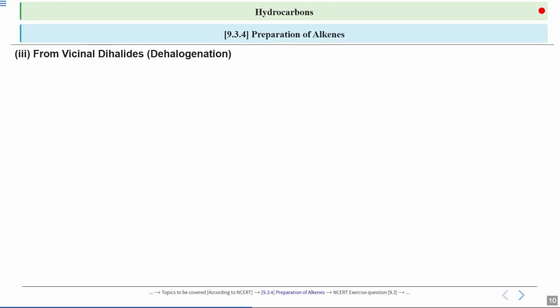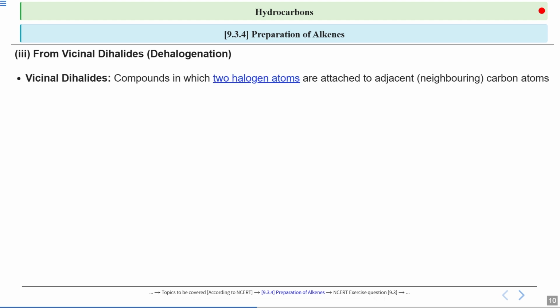Moving on to the next process, which is dehalogenation, and this process is done on vicinal dihalides. Now this is a fascinating reaction where we remove halogen atoms to create alkenes. First of all, you should know what a vicinal dihalide is. These are compounds where two halogen atoms are attached to neighboring carbon atoms. You can look at an example here.